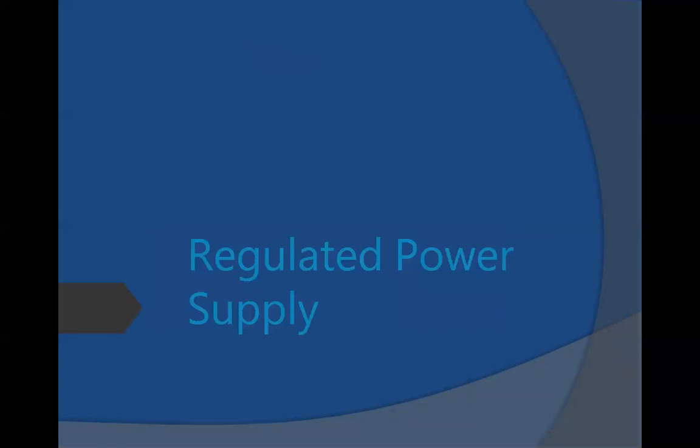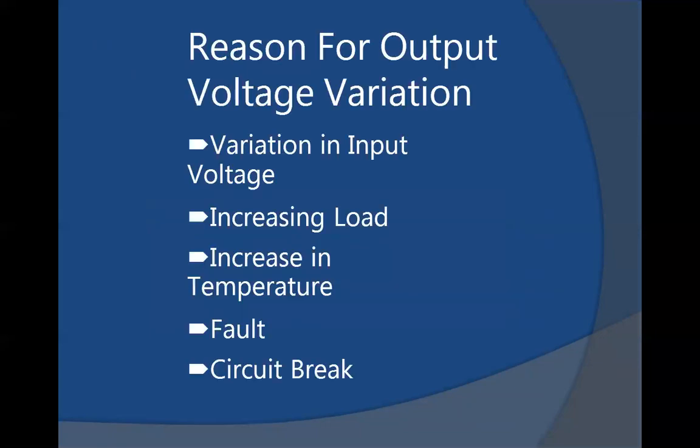Now we are going to see the regulator power supply. In the regulator power supply, the output of filters will have some output variation due to variation in input voltage, increasing load, increase in temperature, fault, and circuit break. These are the reasons for output voltage variation in the output of the RPS.